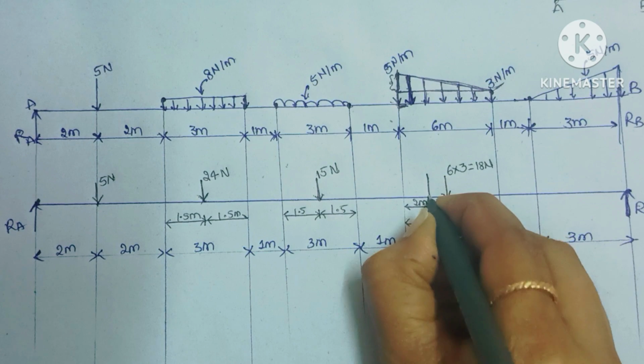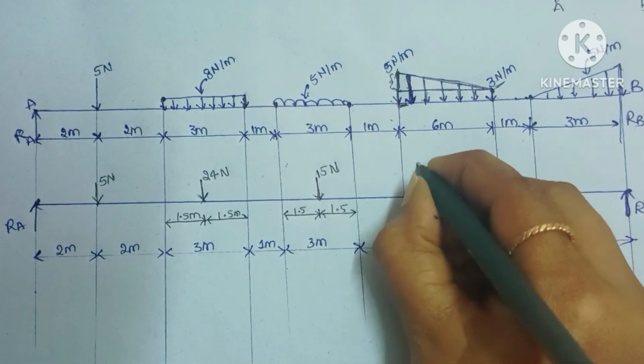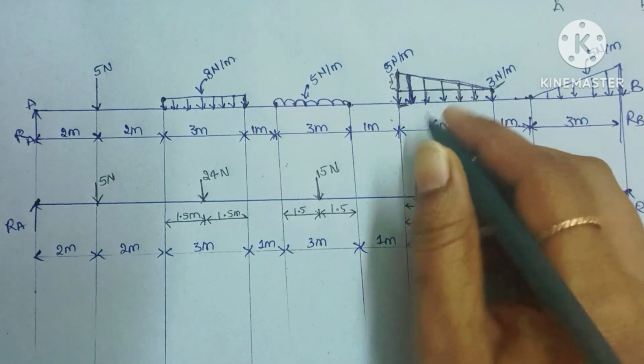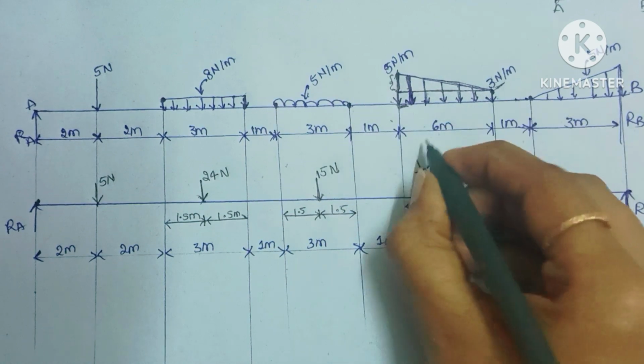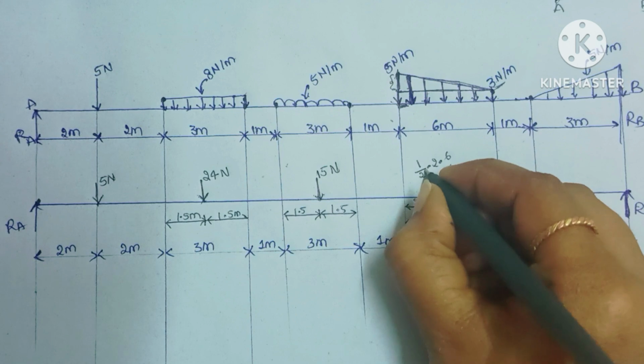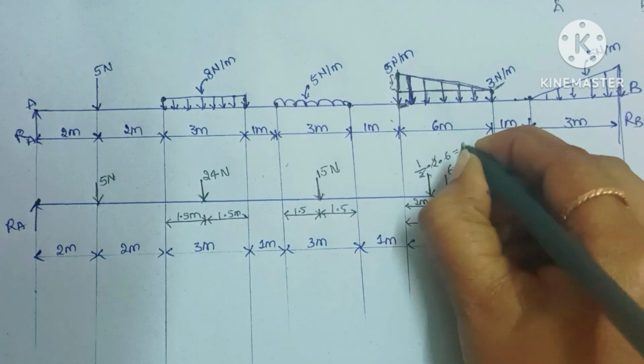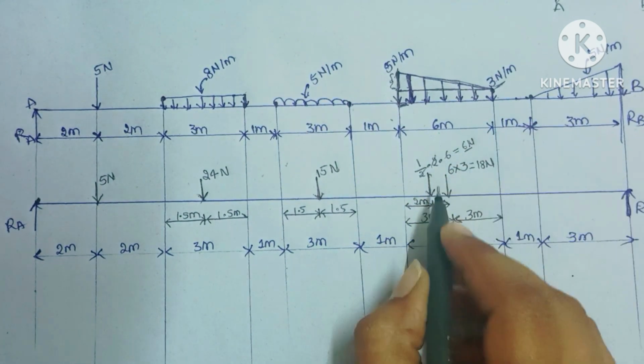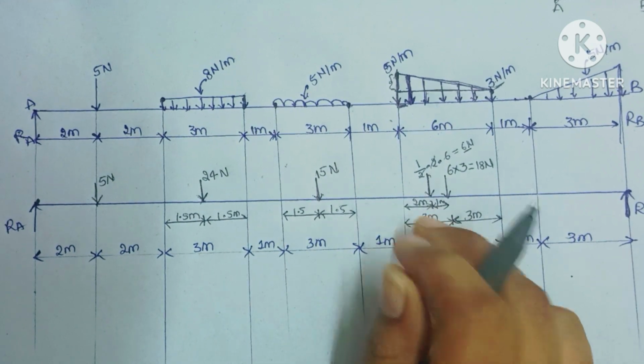From L by 3, the load will act. What is the load? Half into this height, 5 minus 3 is 2, into L which is 6. So the 2 will get cancelled, and 6 newtons of weight is acting at this point. Okay, understood?